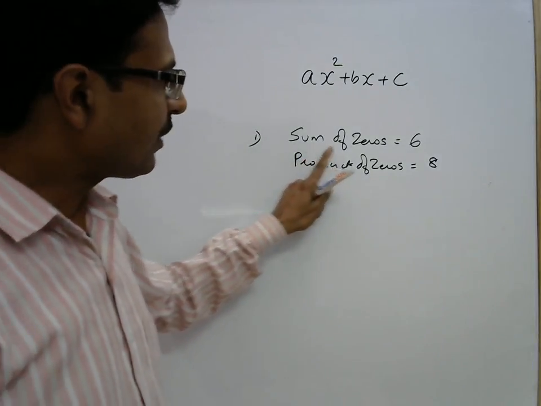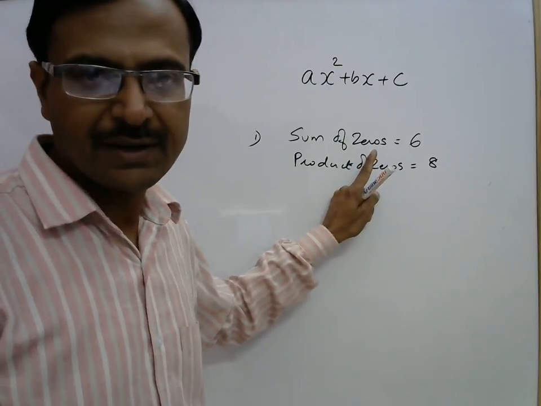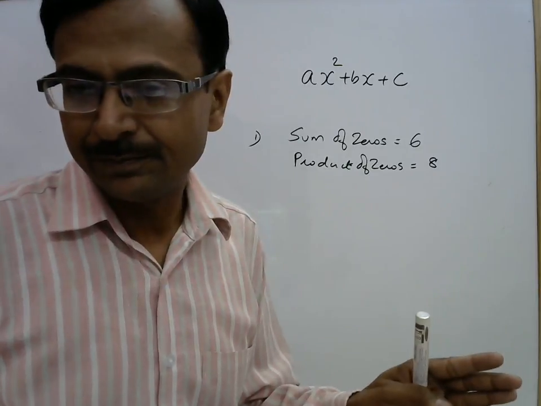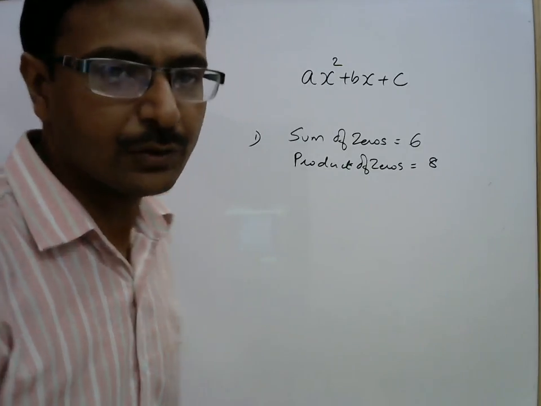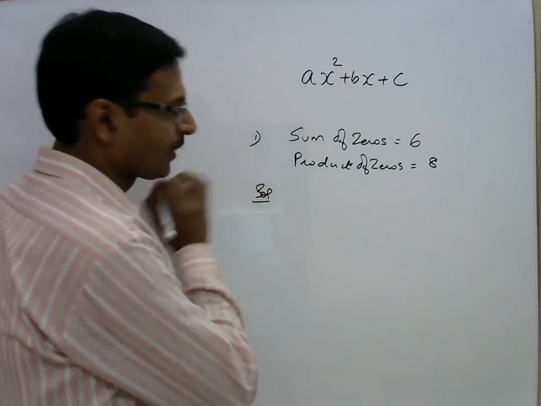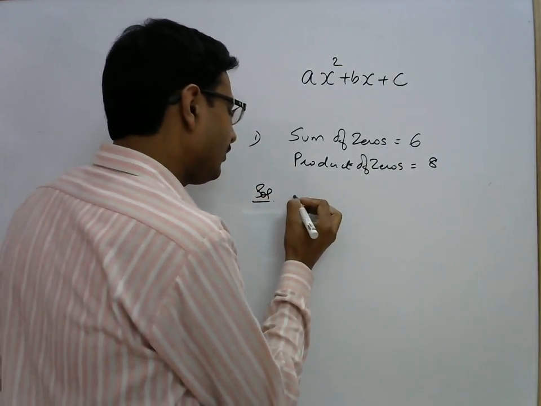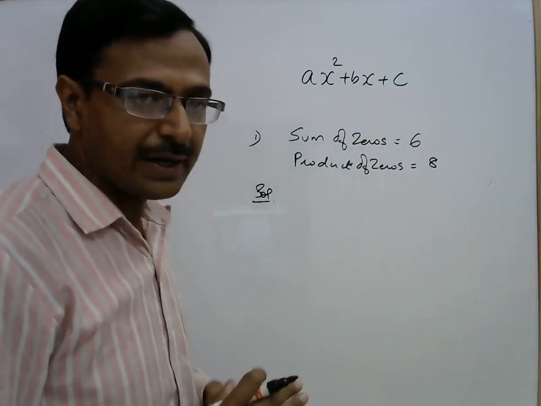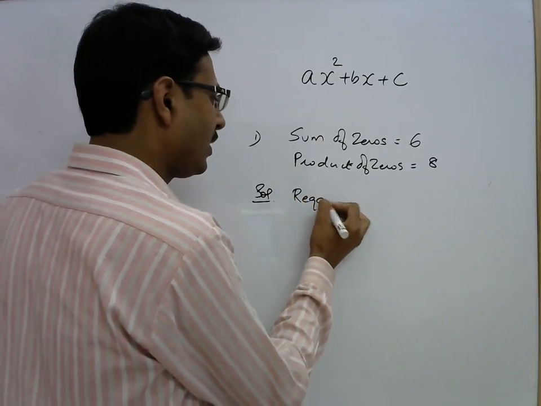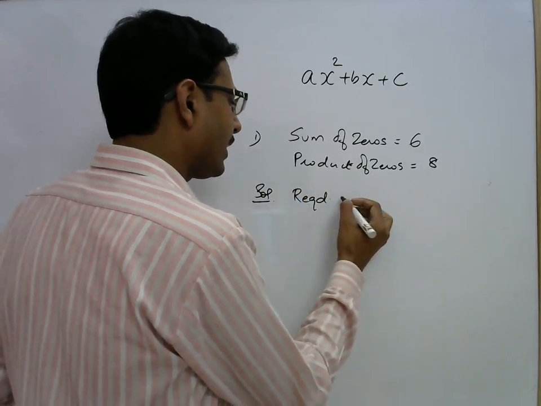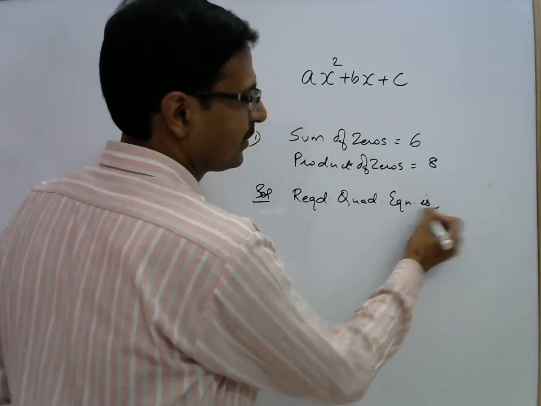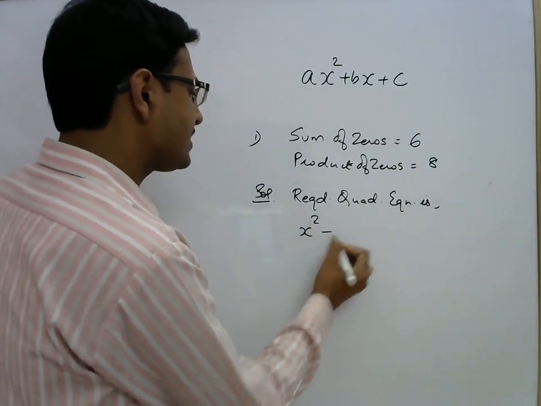So if the sum of zeros is given as 6 and the product of zeros is given as 8, then we can find the quadratic polynomial. Now this is the method. We have to first find the quadratic equation. See, the required quadratic equation is x square minus.